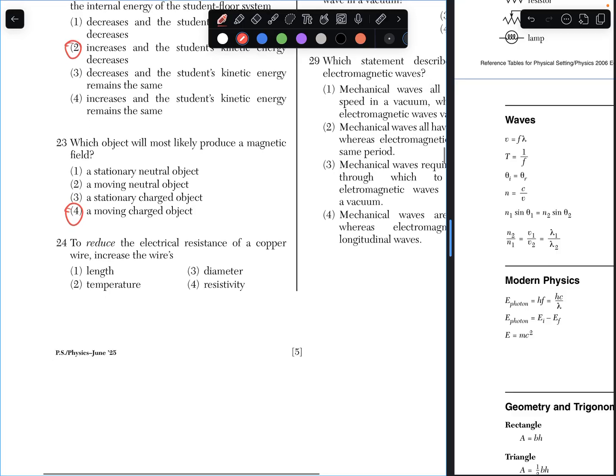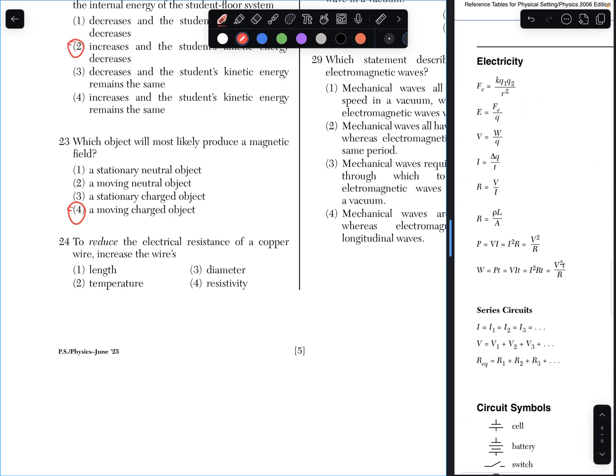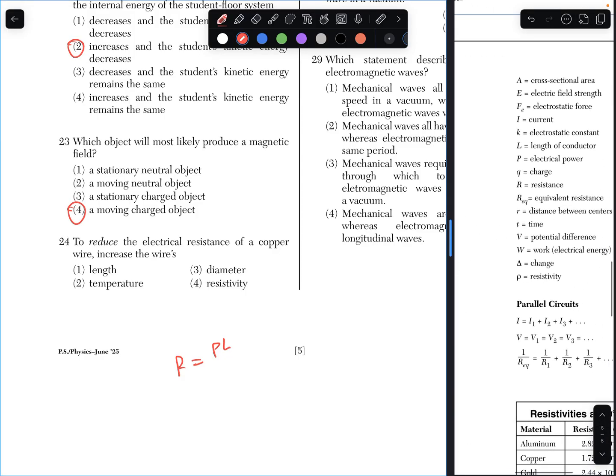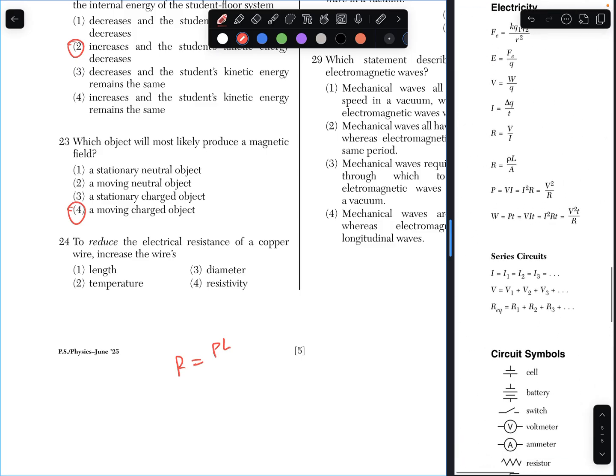All right, to reduce the electrical resistance of a copper wire, increase the wire's... So let's look at the equation. What I like to do is look at resistance equal to rho, which is the resistivity, a constant that is different for each material, times the length over A. So if I want to reduce the electrical resistance, I would have to increase the diameter, and the diameter would change the area. So for 24, the answer is 3.